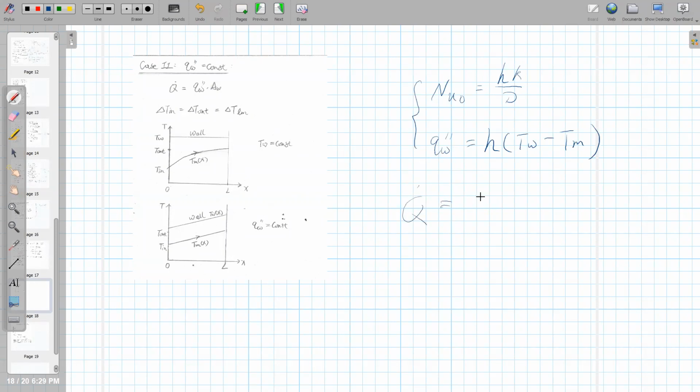One way is to say that we can calculate Q dot by integrating from 0 to L of q_w double prime of x, okay. But you won't be able to do that because, as I said, you do not know this value. You do not know what T_m(x) is, right?